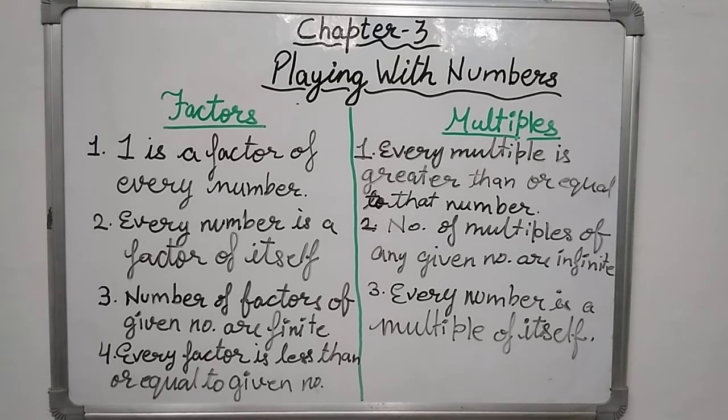So these are a few points about factors and multiples which you need to remember. For factors, one is a factor of every number and every number is a factor of itself. Number of factors of a given number are finite. And the last one is every factor is less than or equal to the given number. This given number is that number whose factors you are calculating. For multiples, every multiple is greater than or equal to that number. Number of multiples of any given number are infinite. Last is every number is a multiple of itself.